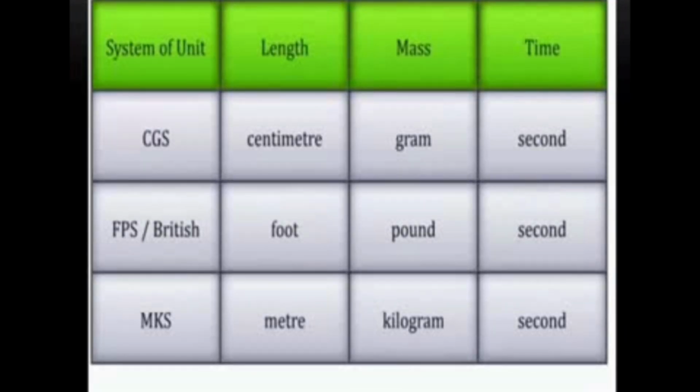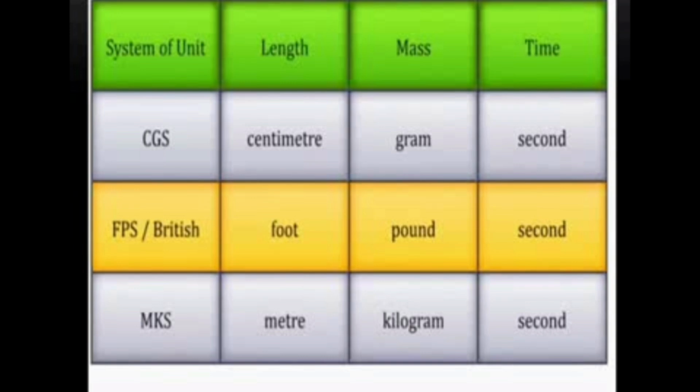Different types of measurement systems are there: the CGS system, the FPS system, and the MKS system. These are the three types of system. In these three systems, we are measuring length, mass, and time. The first is the CGS system, which is also called the Gaussian system. Its fundamental units are centimeter, gram, second. And the FPS system is foot, pound, and second.